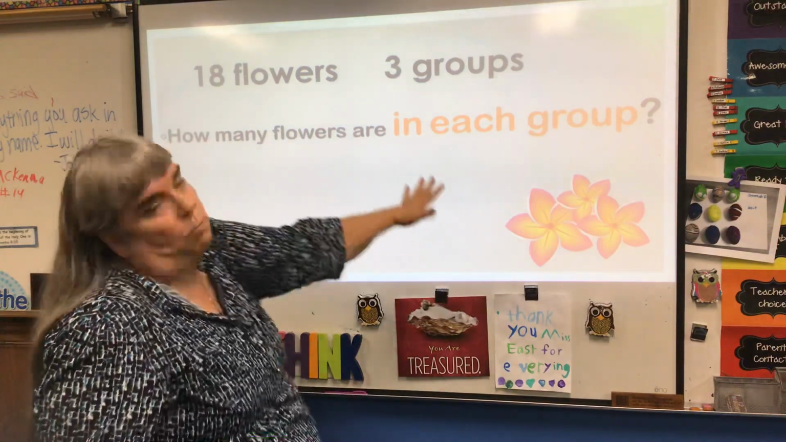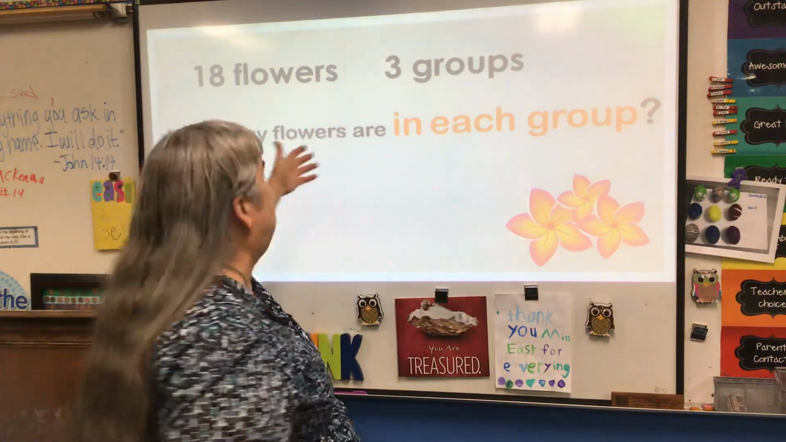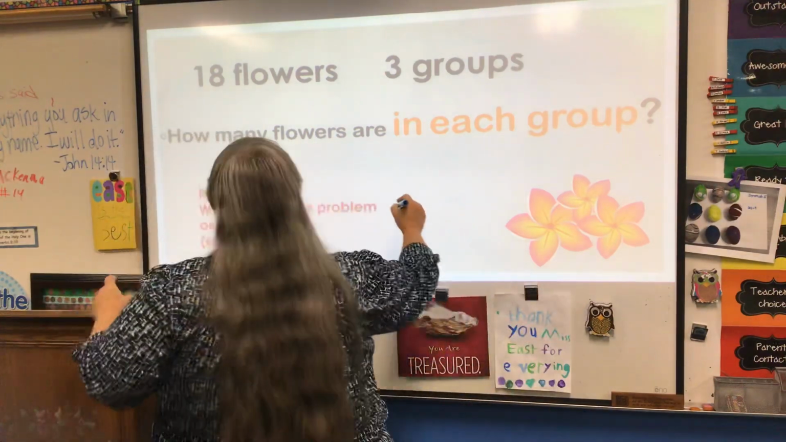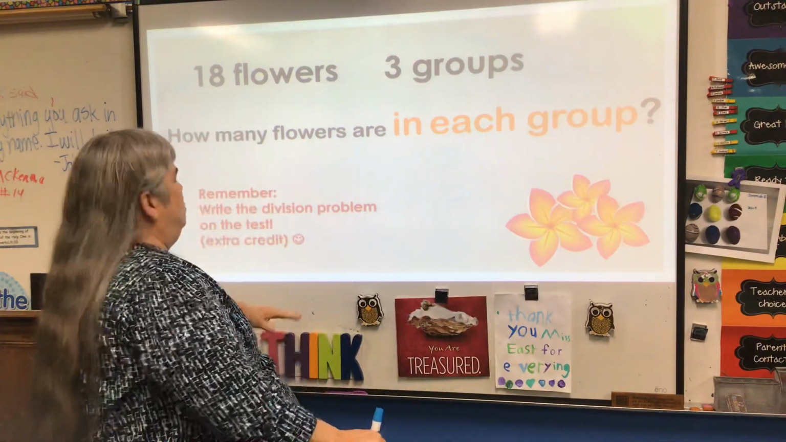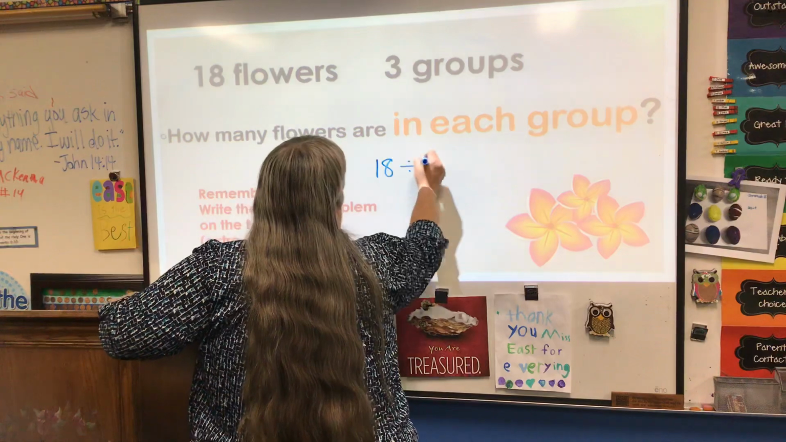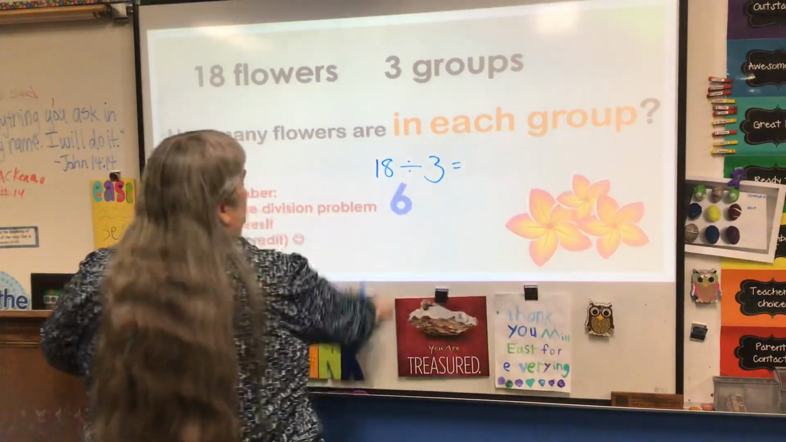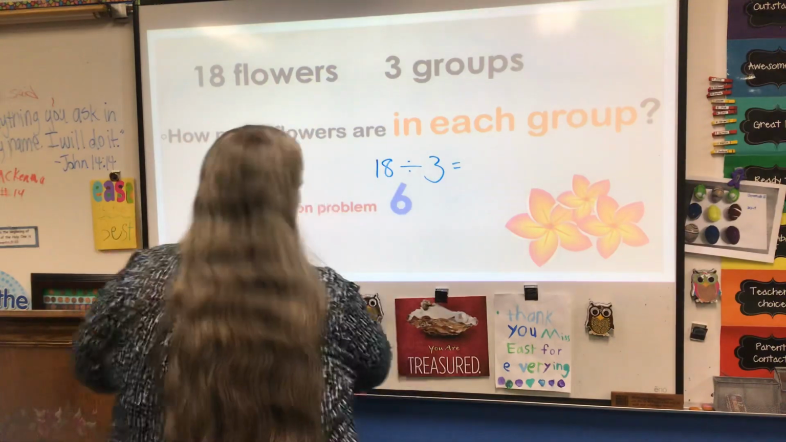18 flowers, 3 groups. You're going to do the same thing, only now you're going to be skip counting by 3. Push the button in once for me. Remember, write the division problem on the test. 18 divided by 3 equals 6. It's as easy as that.